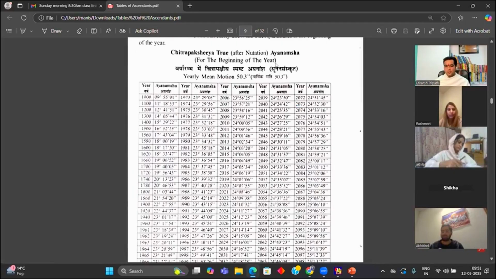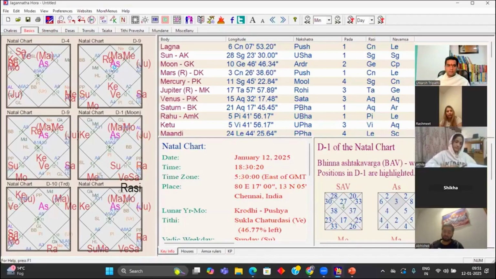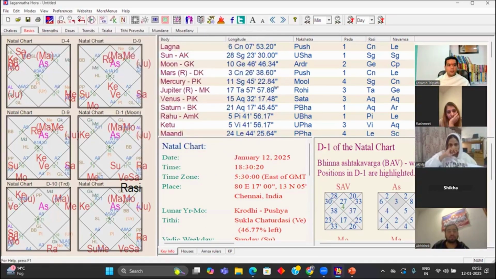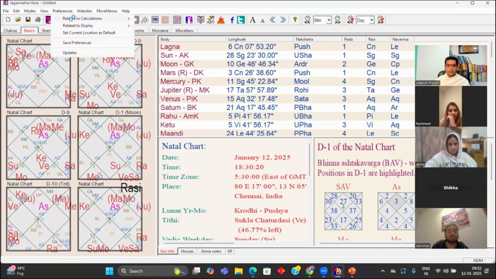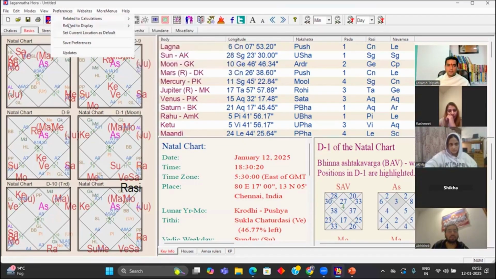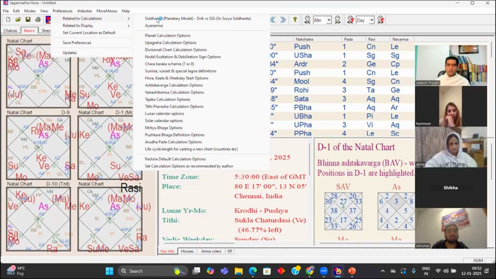Some will use Chitrapaksha. If I show you in the software, within the software we have something related to calculation. So okay, everybody let's focus again. We go up to Jagannath Hora: file, edit, modes, view, preferences. We click on preferences. We get related to calculation, related to display, something like these, and the first option is related to calculation. We click on that. Then the second option is Ayanamsha.